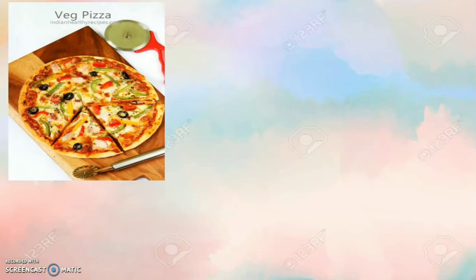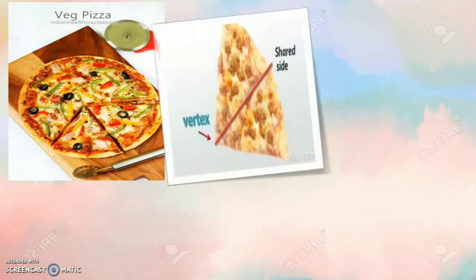Then in the second part, I have bought a yummy pizza for y'all. But before having it, check this pizza carefully. Someone has cut two pieces of this pizza, and these two pieces have one side which is shared and a common vertex which forms two angles.